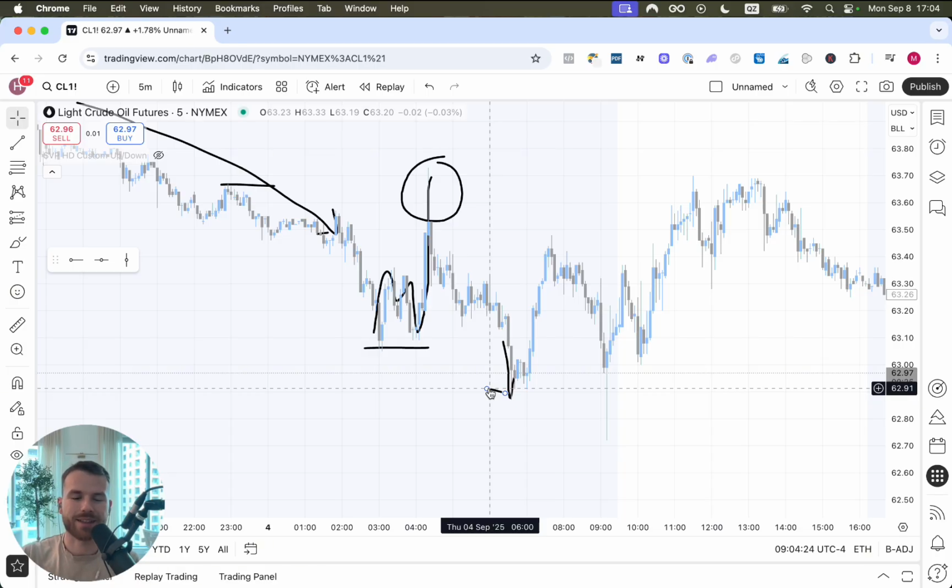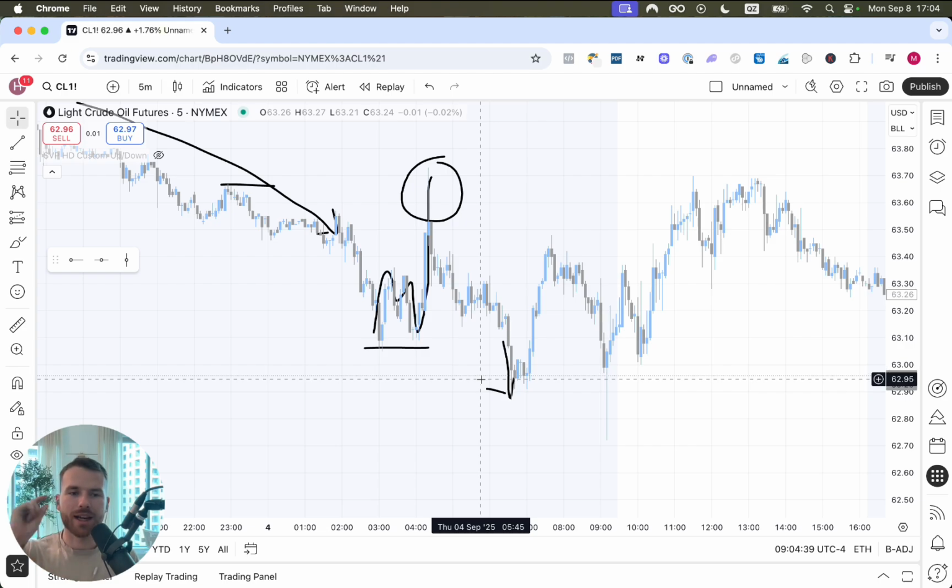So 16 ticks. Okay, just with one contract, it's already 160 bucks. With 10 contracts, 1,600 euros or dollars. Doesn't really matter. Beautiful. A very simple 5-minute scalping strategy that works at any given time of the day as long as you have a range right in front of you.